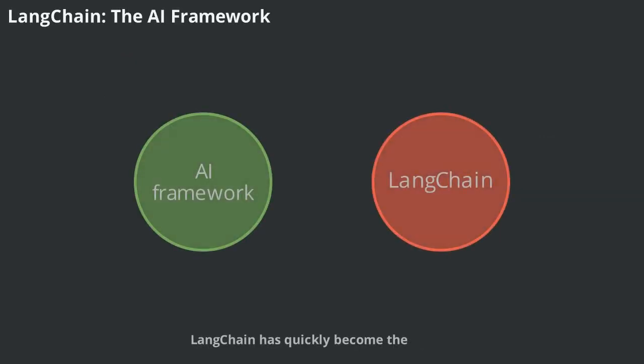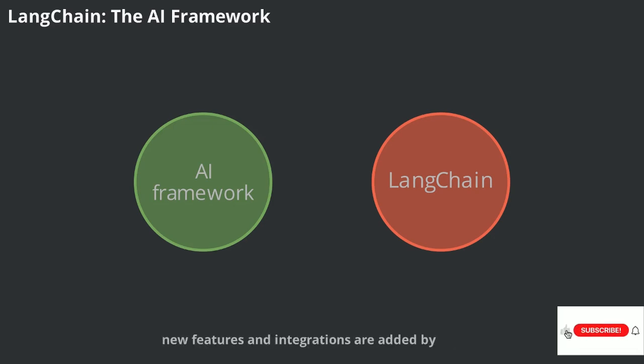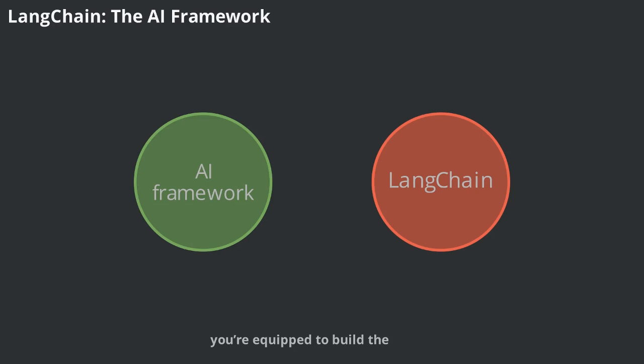LangChain has quickly become the standard for building sophisticated LLM applications. It addresses real developer challenges: managing complexity, handling state, working with data, and building reliable systems. As the framework continues to evolve, new features and integrations are added by both the core team and the community. With LangChain, you're equipped to build the next generation of AI-powered applications.